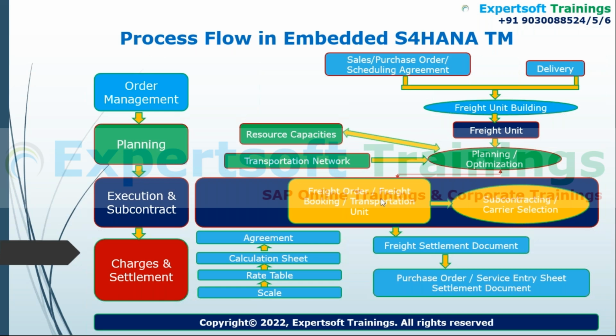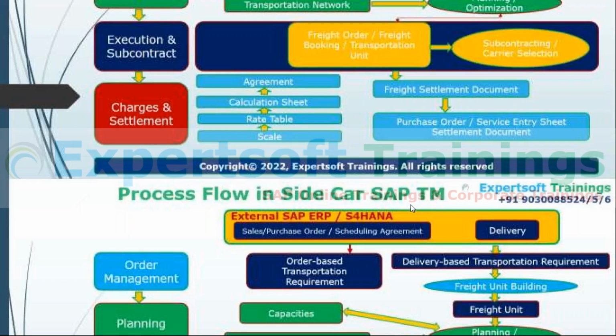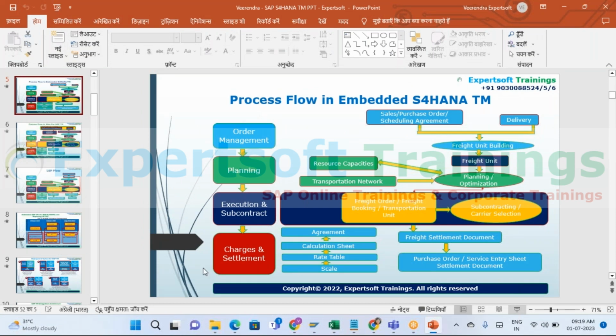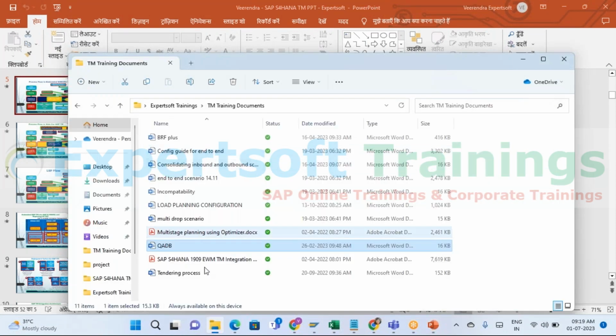Can multiple freight orders or freight bookings be created against a freight unit? Like for example, in your case, 1000 is the allowed quantity, but in one booking, it is only for 500. So can it be created for 500, 502 freight orders? Yes. So I give you one example here so that you can understand.